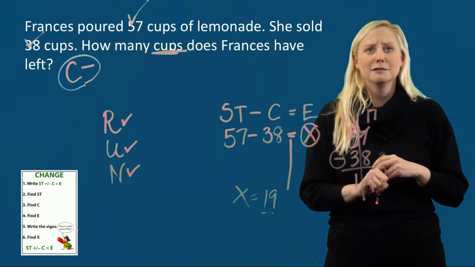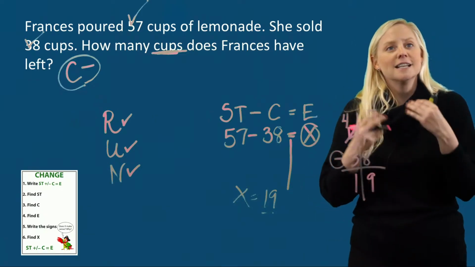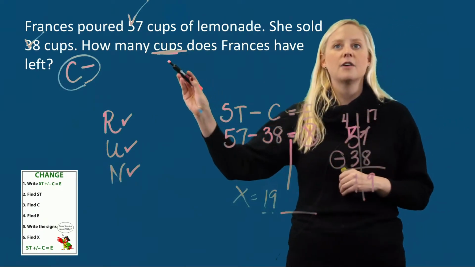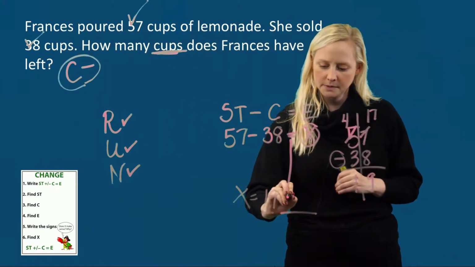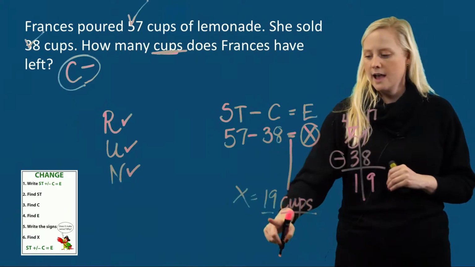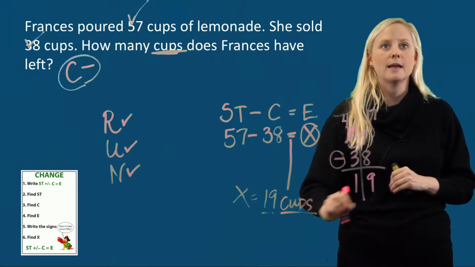But our number gets lonely when it's all by itself. It needs a label to keep it company. If I look in the problem, I see I've already underlined my label, which is cups. So I'm going to write cups here. I have my answer, my number answer, my label answer.